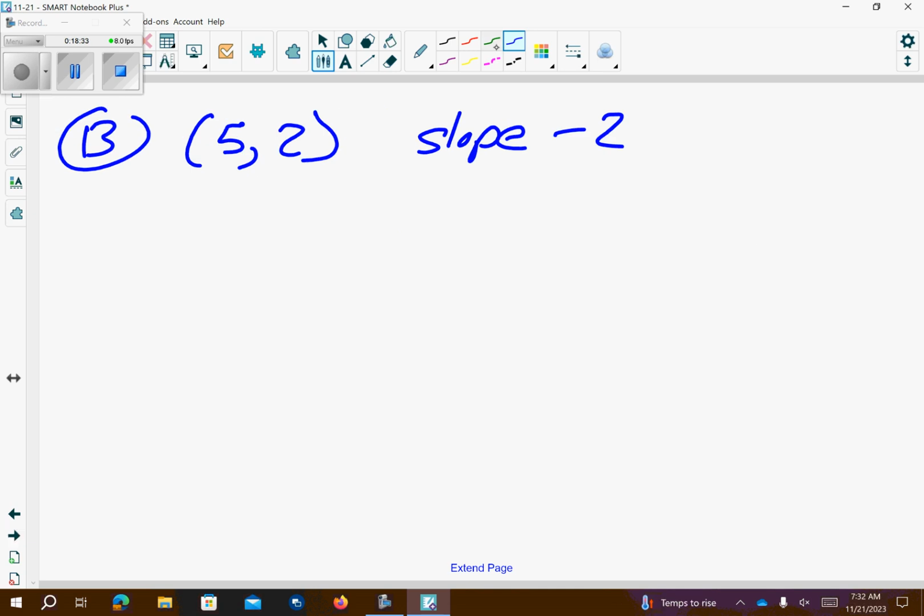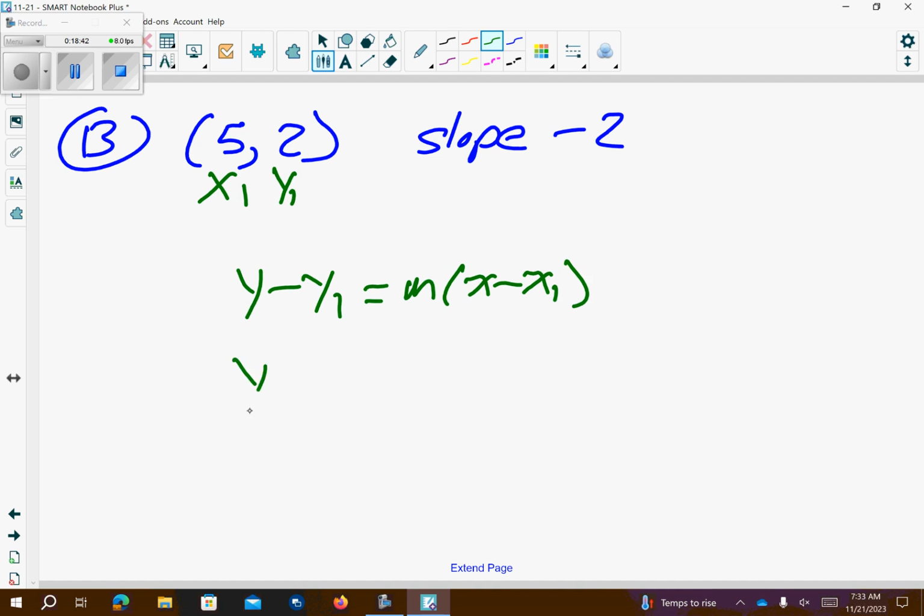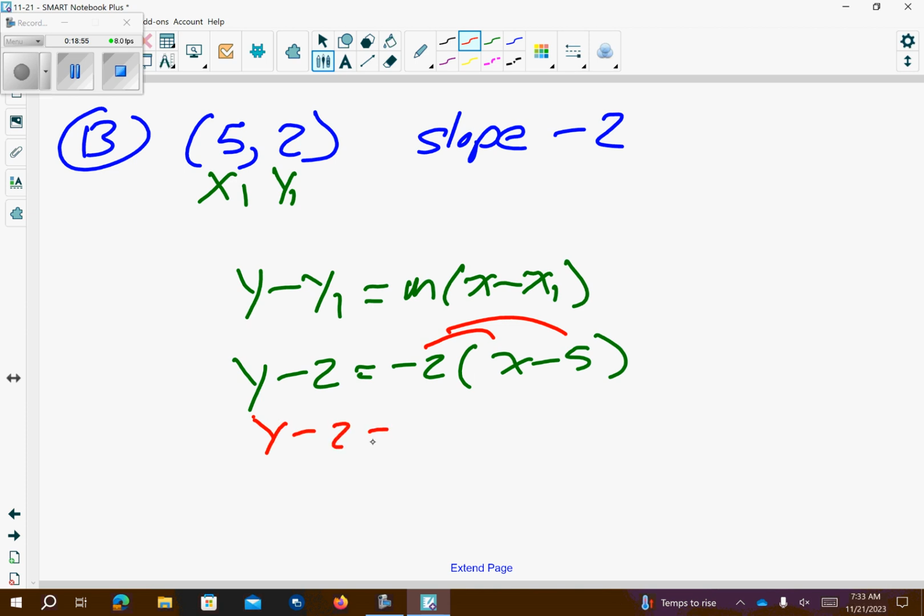And then number 13, they gave us a slope. Label this x1 and y1. Use point slope to go ahead and start doing this. Let's plug our values in. That's a positive 2, so it's a negative 2 down here. My slope is negative 2. This is a positive 5. It's now a negative 5 down here. Let's distribute negative 2 over the parentheses. Negative 2 times x is negative 2x. Negative 2 times negative 5 is positive 10. Add 2 to both sides. So y equals negative 2x plus 12.